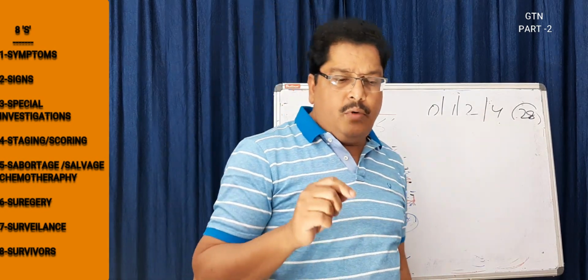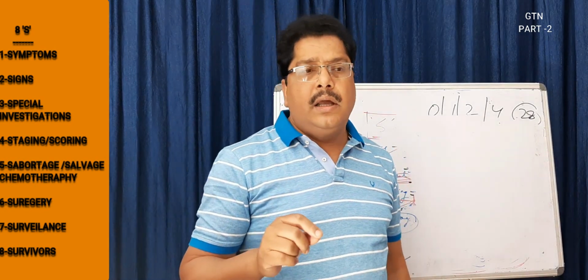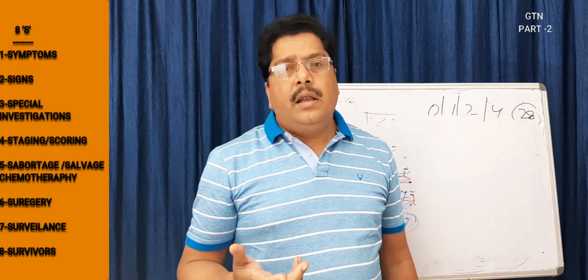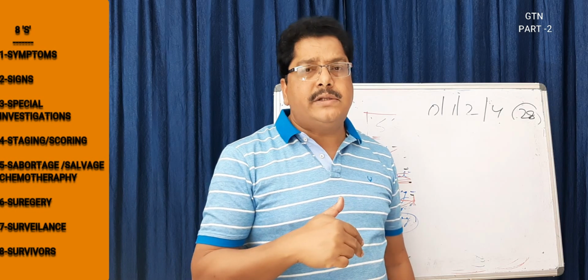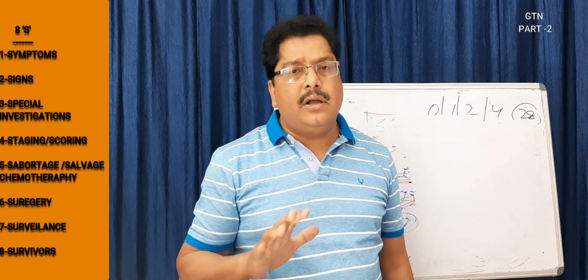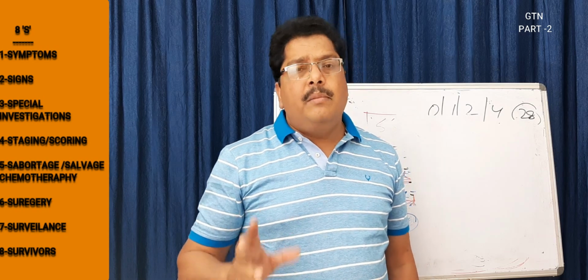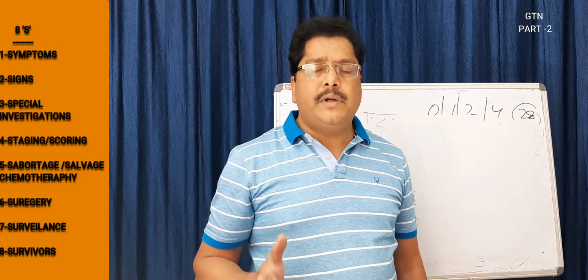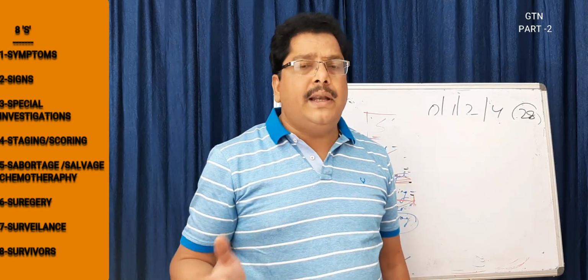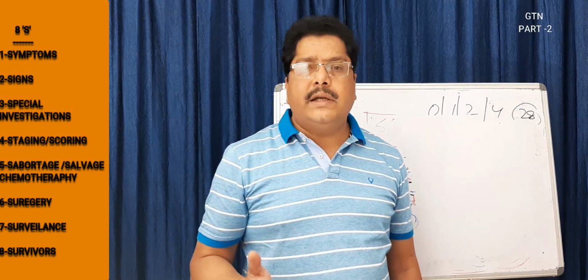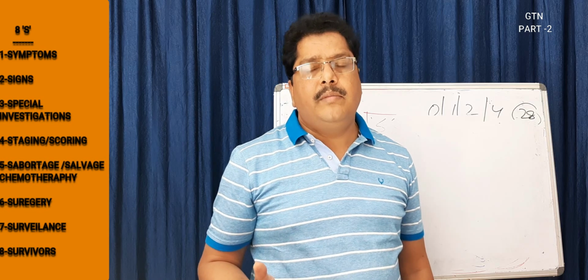Surgery is mostly done in the open format. Laparoscopy for choriocarcinoma is not an indication at all because these are very vascular tumors. The uterus is soft, and if by chance the uterus is punctured, it will bleed like anything. That's why the advice is that we must go for the abdominal hysterectomy.